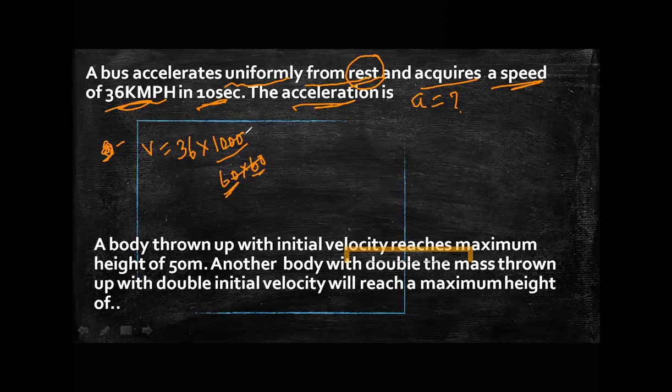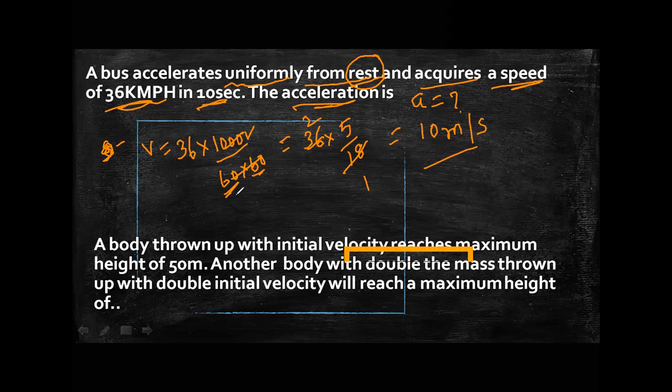So I can write it as 36 into 5 by 18. 18 1 ja, 18 2 ja. So 10 meter per second. Did you understand this converting from kilometer per hour to meter per second? I'm trying, like, 1 kilometer, how many meters? 1,000 meters. That's correct.